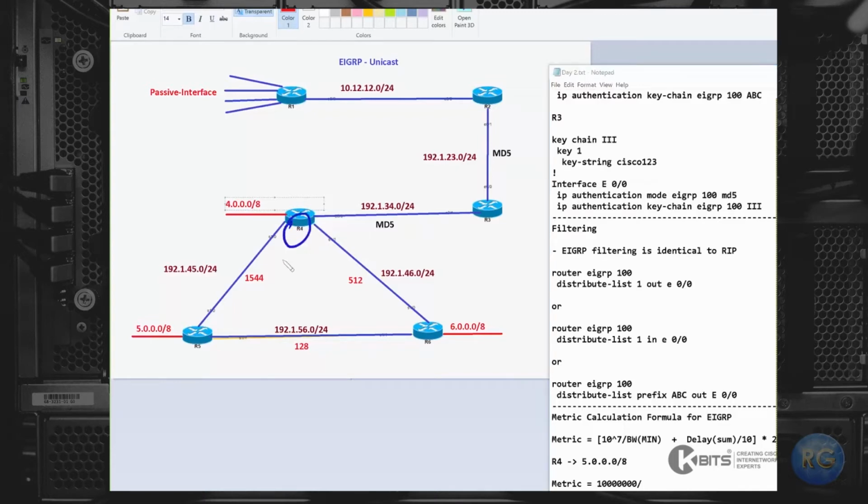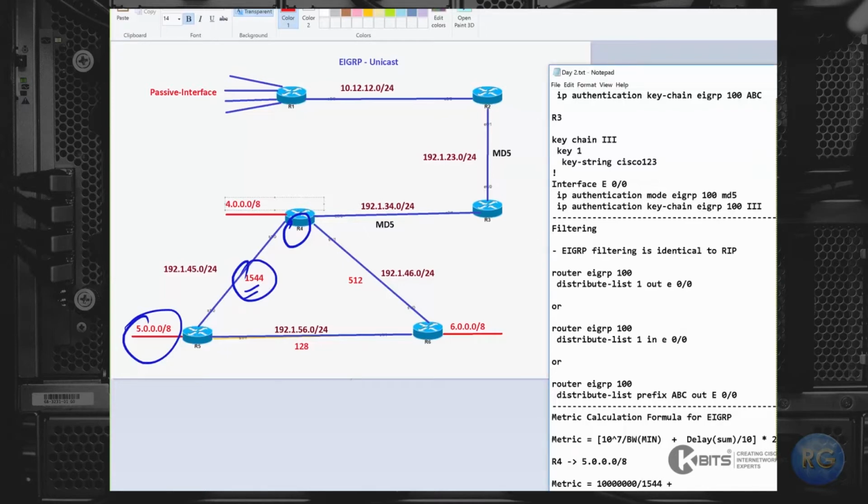So R4, 1544 is one of the speeds, the other one is high. Which one is minimum? The 1544. All right? So I don't take all the speeds, I just take the bottleneck.